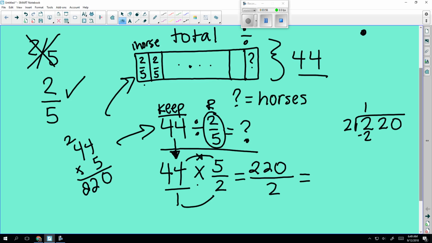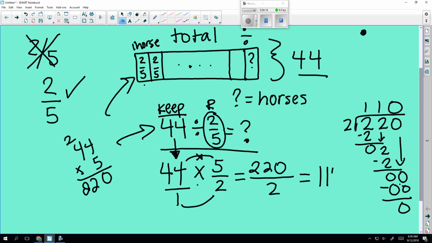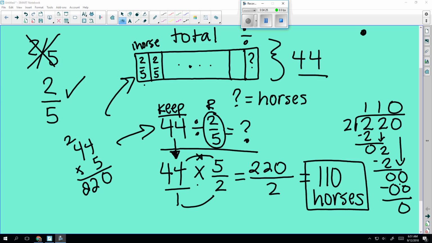There's 1, 2 here. I have 0. Bring down my 2. There's 1. Bring down the 0. How many 2's are in 0? 0, which gets me to nothing left over. So how many horses can I feed? I can feed 110 horses with 44 bales of hay. Okay, so that's problem number 1. Lots of work, but what I want you to have on yours is a picture, the original division word problem, and then using the reciprocal to multiply, okay?